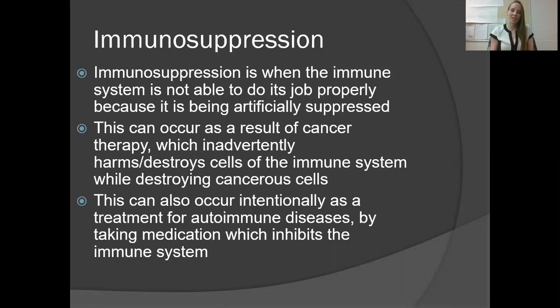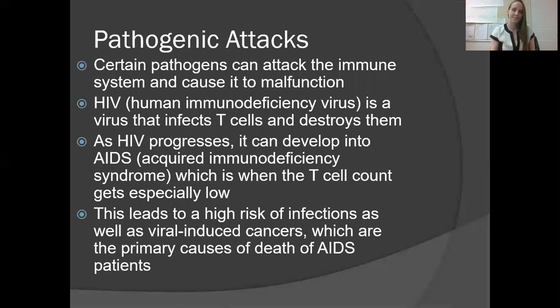So immunosuppression is when the immune system is not able to do its job properly because it's being artificially suppressed. This can occur as a result of cancer treatments, which inadvertently harm and destroy cells of the immune system as well as cancerous cells. And it can also be done intentionally as a way to treat autoimmune diseases, where the person takes medication which inhibits the function of the immune system.